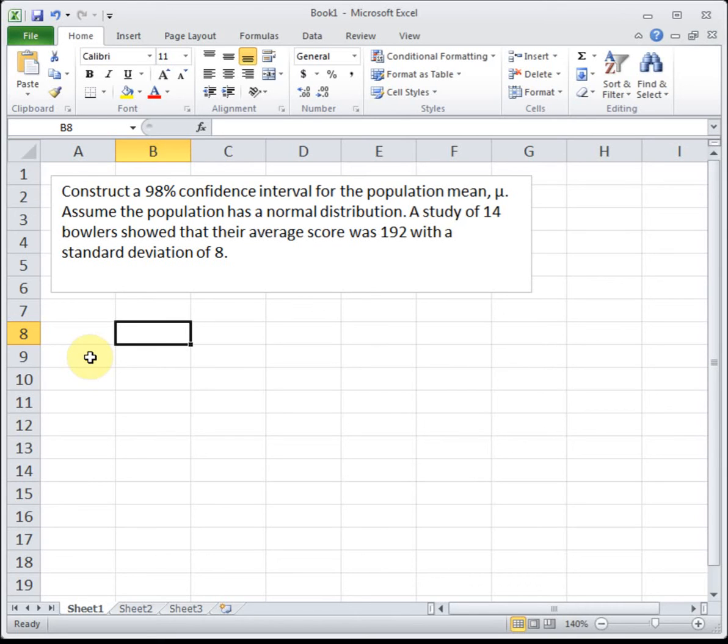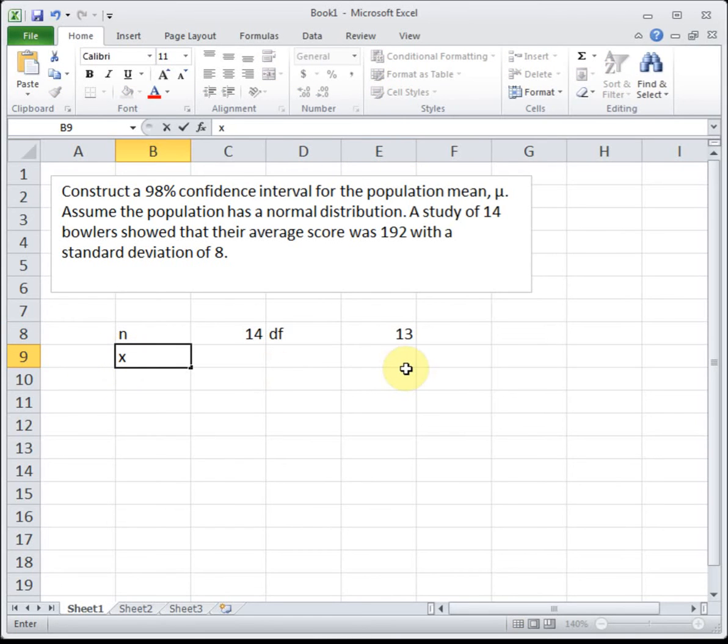In this video, I'm going to show you the Excel skills for section 6.2 in your book, which is constructing a confidence interval about the mean. So the first thing we need to do is make sure we know all of our values. Our sample size n, they tell us, is 14. We're studying 14 bowlers. So right away we know our degrees of freedom, which is n minus 1, is 13.